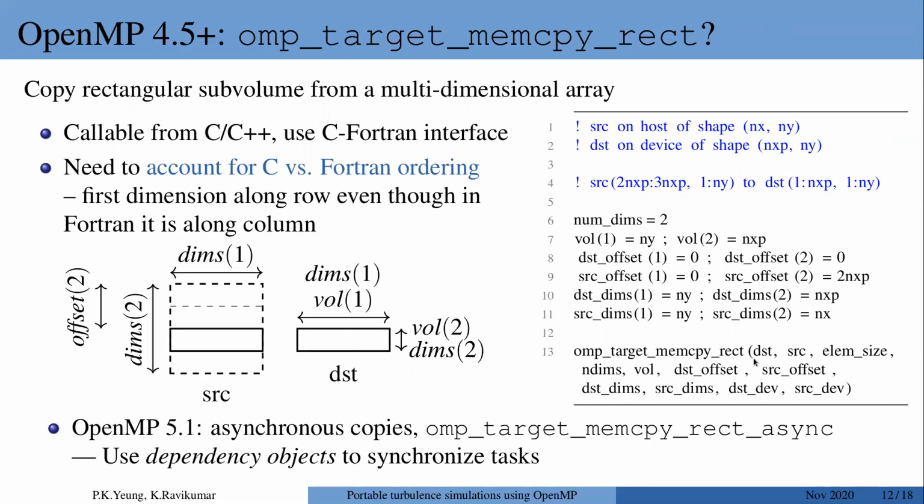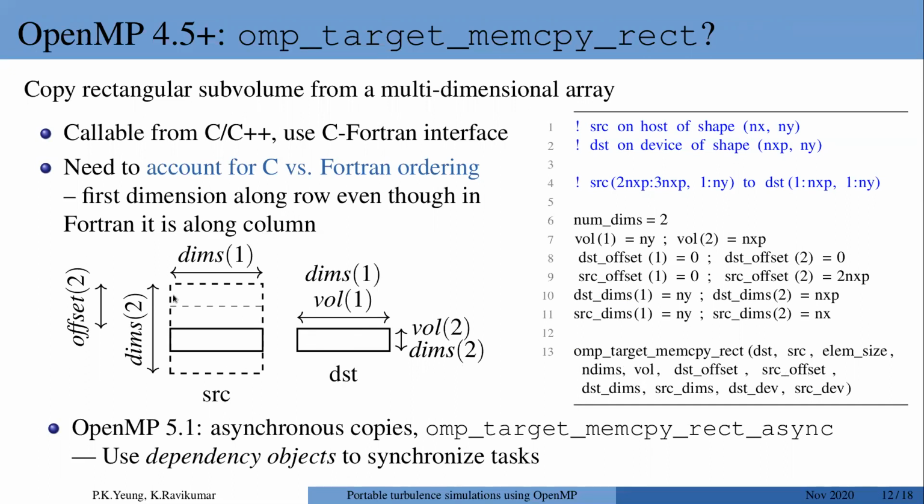So the parameters for the target memcopy rectangular call are the destination and the source buffer, similar to how the CUDA Fortran CUDA memcopy 2D call had. The element size, which is the precision of the data that we're copying, the number of dimensions, which is two-dimensional in this case, and the volume of data being copied. In this case, we are copying all the elements in the row-wise direction and some elements in the column-wise direction. So that would be the volume.